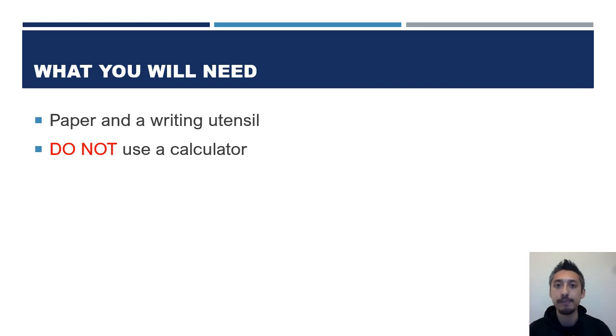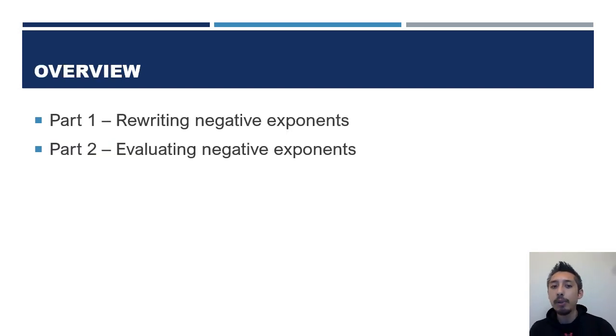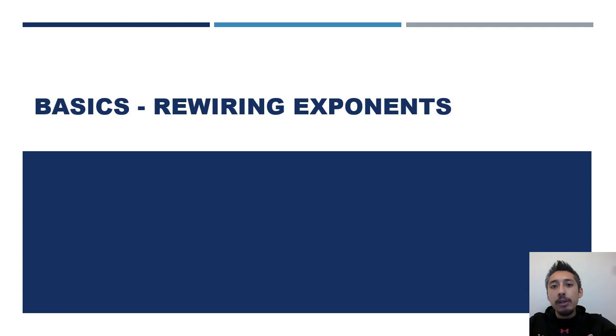This video is going to be broken up into two parts. The first part is going to be focusing on the basics, this idea of rewriting negative exponents. In part two, we're going to take what we learned and apply it with this idea of evaluating negative exponents, similar to what we've done in the previous lessons. Of course, we're going to be starting with the basics. We're going to start talking about rewriting negative exponents and truly understanding what they mean.